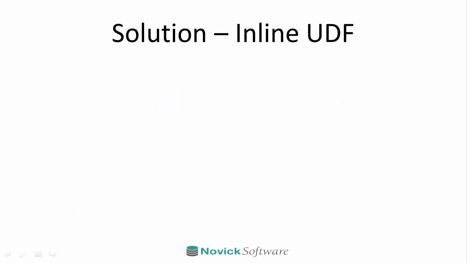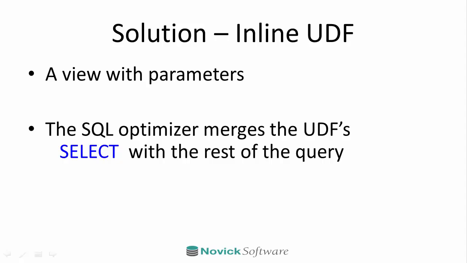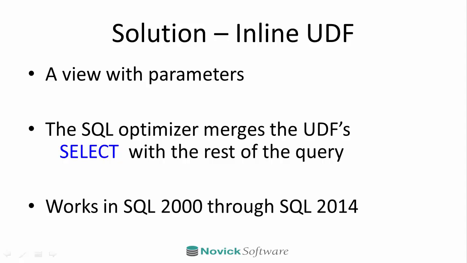So what's the solution? The solution is using an inline UDF, rewriting the scalar UDF as an inline UDF. Essentially, this is a view with parameters. And what happens is the T-SQL optimizer merges the UDF's select statement with the rest of the query, producing a combined query. This works in SQL 2000 all the way through SQL 2014, and I'm sure beyond, although there may be other solutions someday.